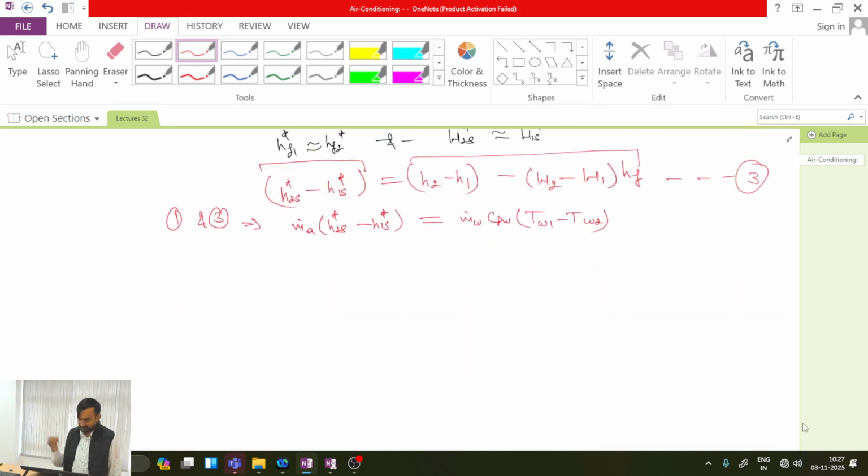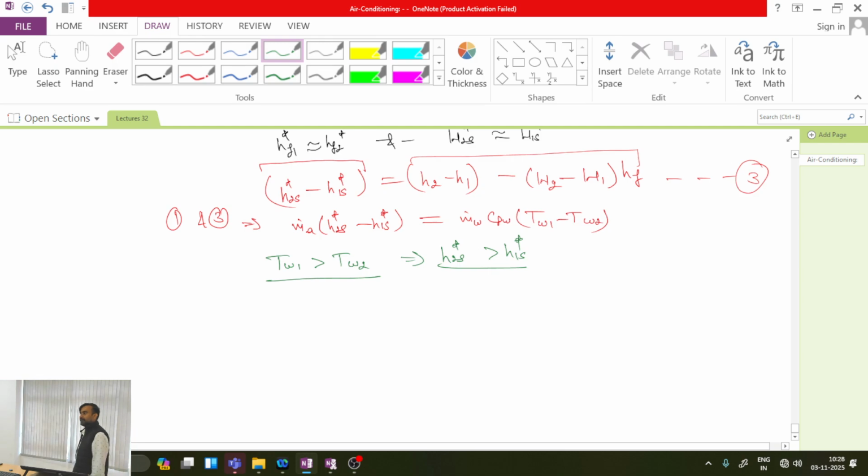Now you consider the case. If tw1 is greater than tw2, what does it mean? h2s star is greater than h1s star. Are you getting my point or not? Yes. If tw1 is greater than tw2, then h2s star is greater than h1s star. What it means is that the enthalpy of the adiabatic saturation process for state 2 will be greater in comparison to state 1.